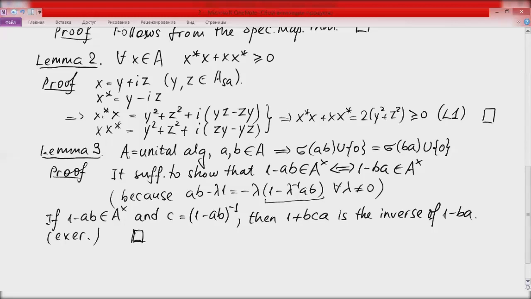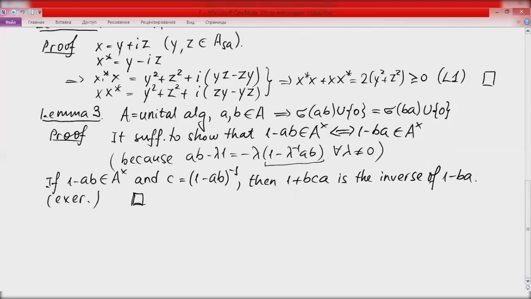Now, of course, the natural question is where this strange formula comes from. How could we guess this explicit formula for the inverse of 1 minus BA? And so perhaps the following informal explanation is appropriate.